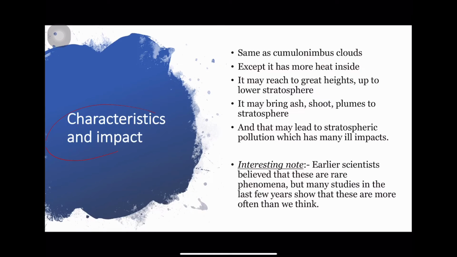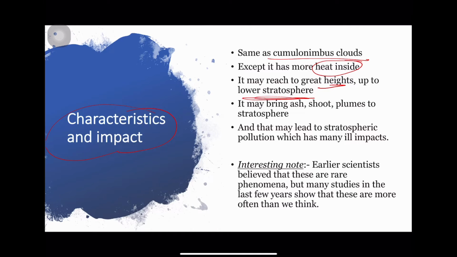So let's talk about characteristics and impact of pyrocumulonimbus clouds. Because they are cumulonimbus clouds, naturally they will be highly extended in our atmosphere. Most of the characteristics are the same as cumulonimbus clouds except one factor, that they contain fire. They are very hot, they have heat inside them. They may reach great heights, up to the lower stratosphere. I already told you they can extend up to 10 kilometers, 11 kilometers, or in some cases 12 kilometers. It means they can cross the tropopause and enter into the lower stratosphere, because they are generated as a result of huge fire.